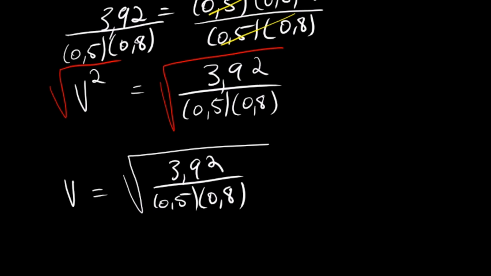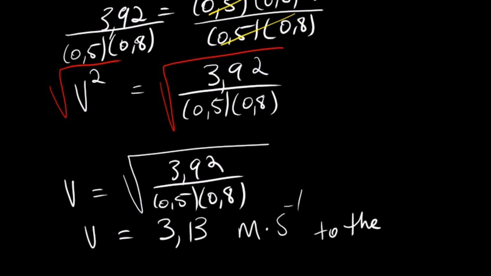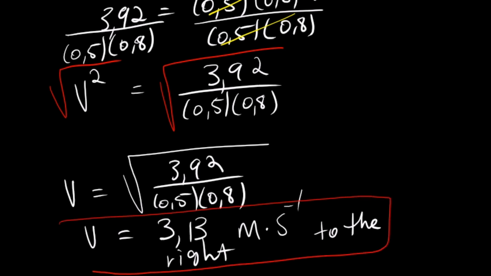3.92, 0.5, 0.8. Velocity is 3.13 meters per second to the right. This is the final answer for this question.